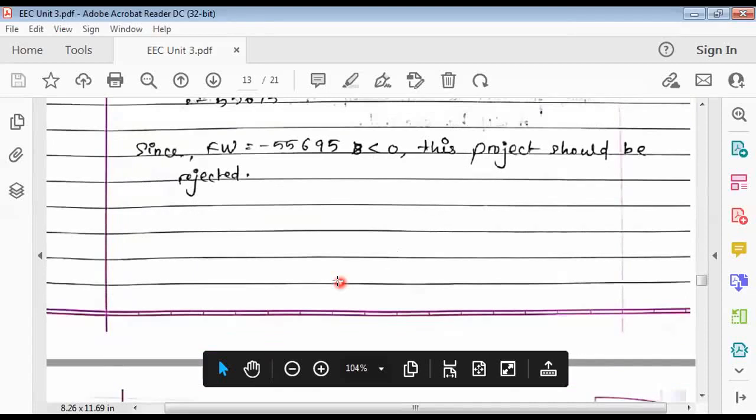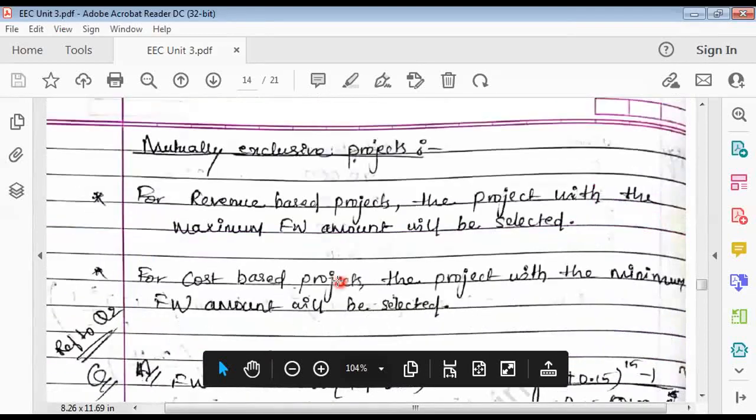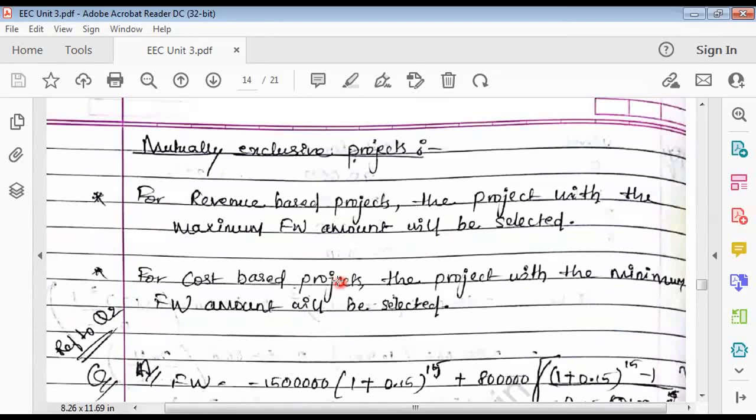Now this is about a single project. Now let us move to mutually exclusive projects. And again, you are familiar with this, because we discussed the same under the present worth method. Mutually exclusive projects means you are going to get questions wherein you will find more than one project. So in case there is more than one project, how to make a selection?